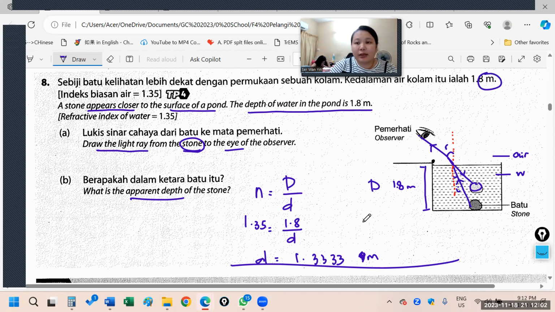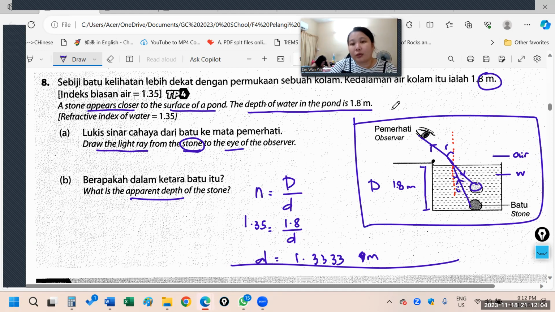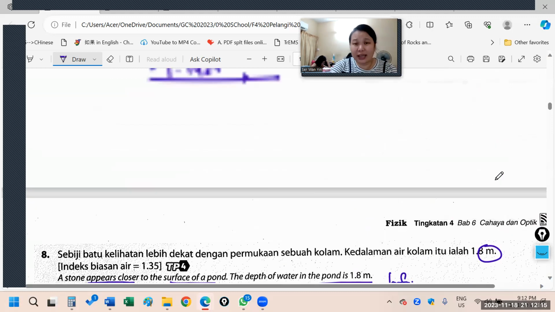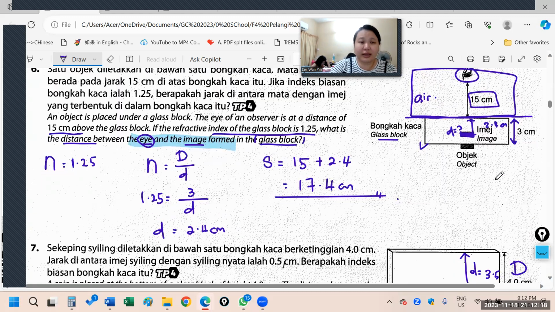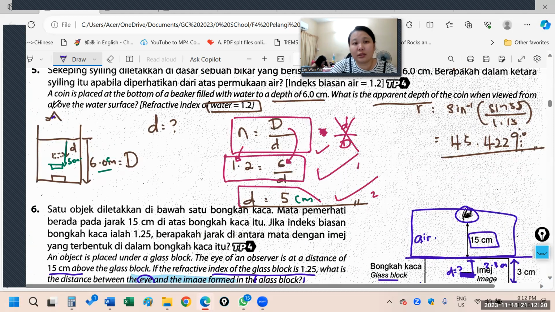If you have a diagram, you can always write your info in the diagram. It's easier for you to check. If you don't have one, I encourage you to draw it yourself.